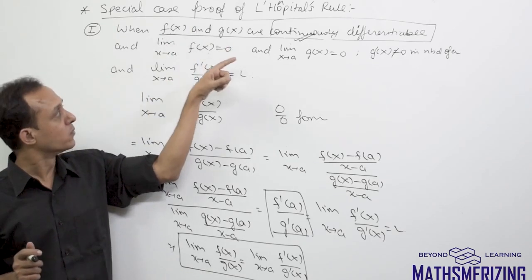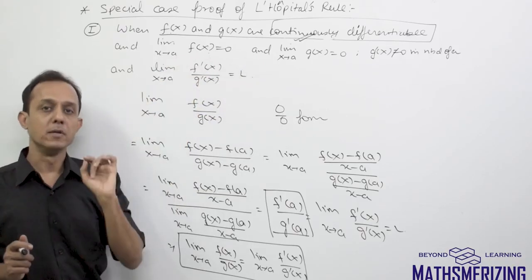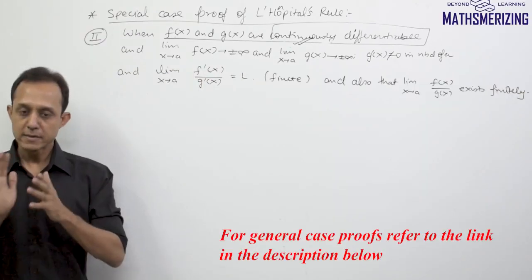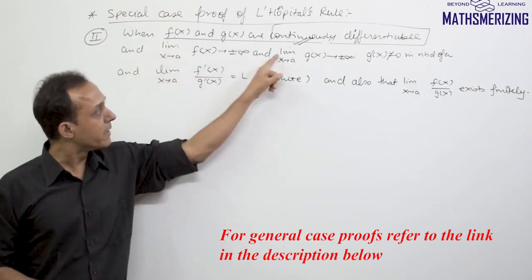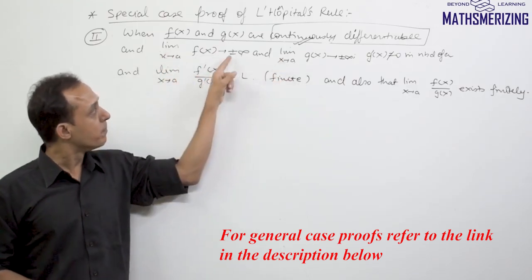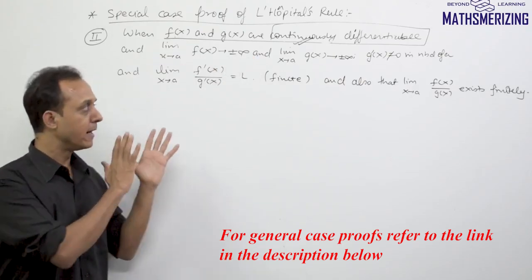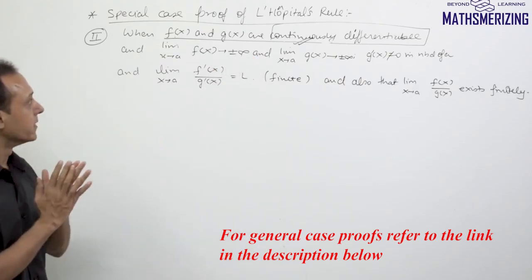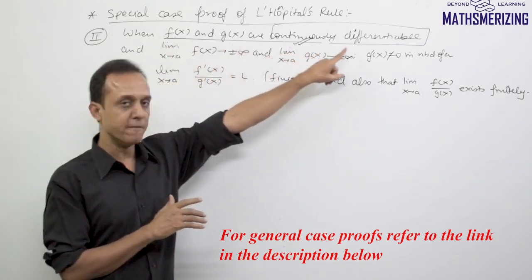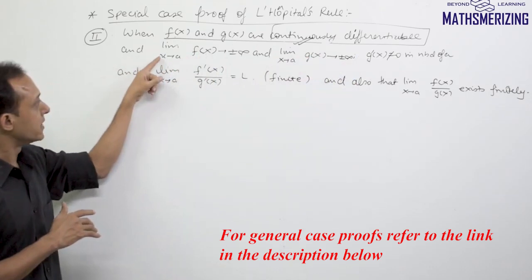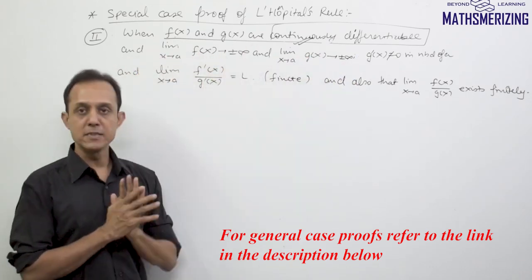Now we'll consider the case when limit x tends to a f(x) and g(x) tend to plus or minus infinity. Now let us take the second case of L'Hopital's rule, when limit x tends to a f(x) and limit x tends to a g(x) tend to plus or minus infinity. So again, this proof is restrictive. We have made many assumptions. In this case, the assumptions that we are making are that these functions f(x) and g(x) are continuously differentiable, and limit x tends to a f(x) and g(x) tend to either plus infinity or minus infinity.